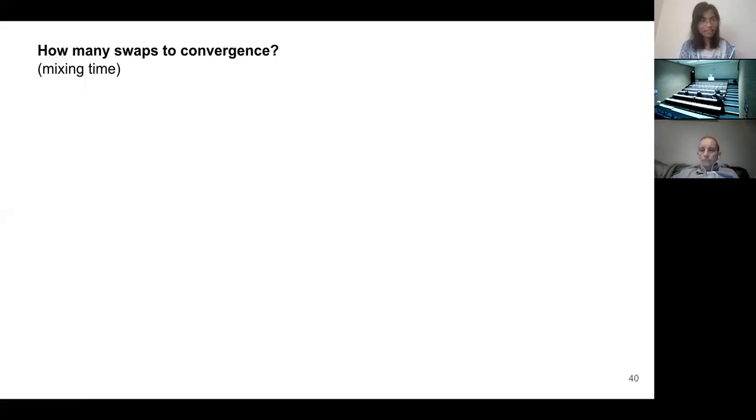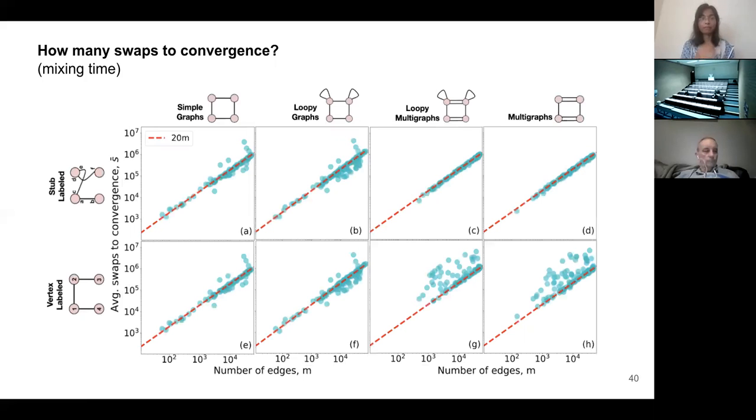A common question that's asked for any MCMC in general is how many steps does it take for the MCMC to converge? And in probability, it's called the mixing time of the Markov chain. And so here we're going to look at how many swaps it took on average for the MCMC to converge, or at least for our method to detect convergence in the MCMC. And so here we have number of edges in the x-axis and the average number of swaps before convergence was detected in the y-axis.